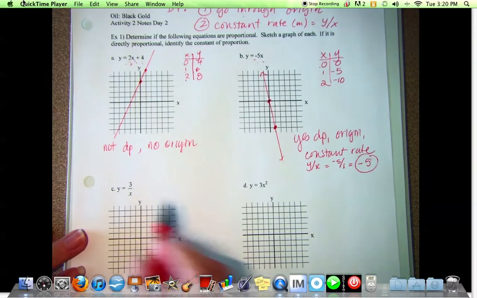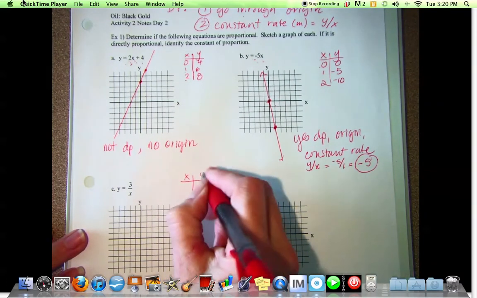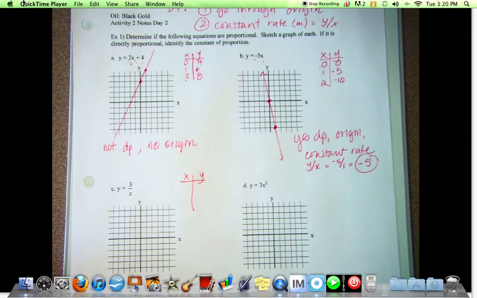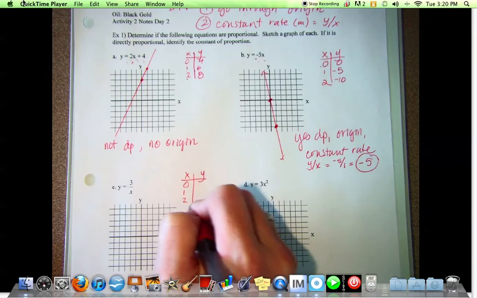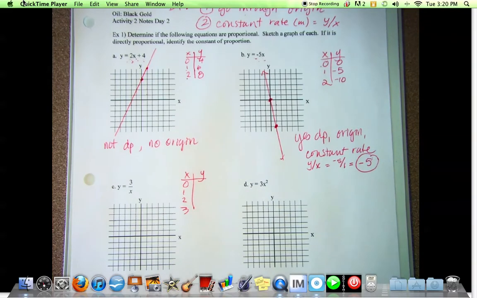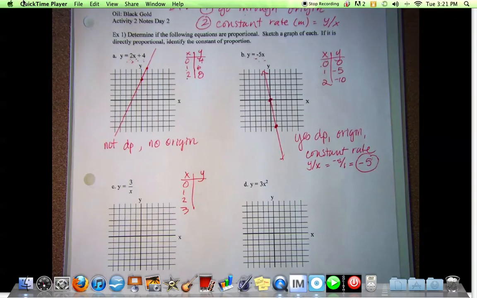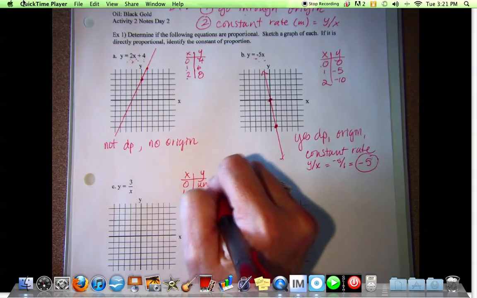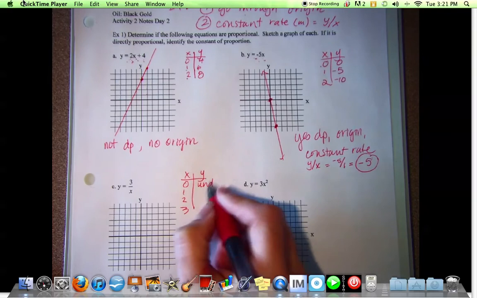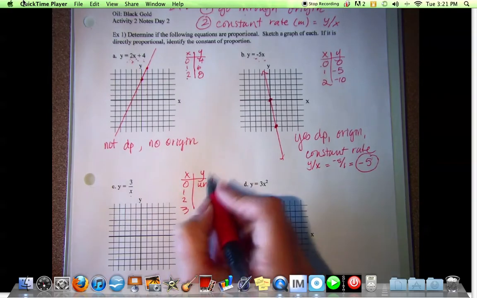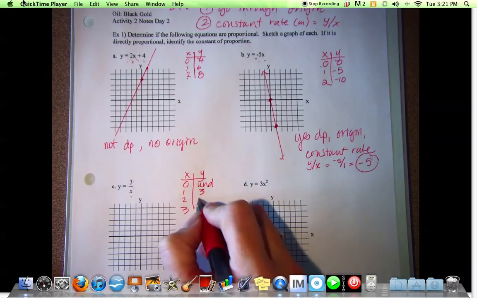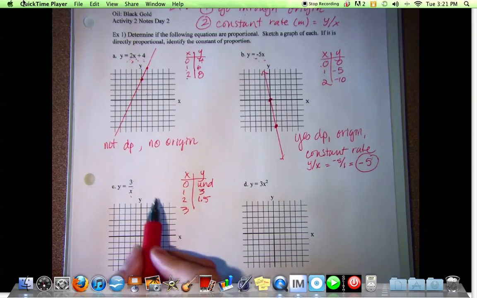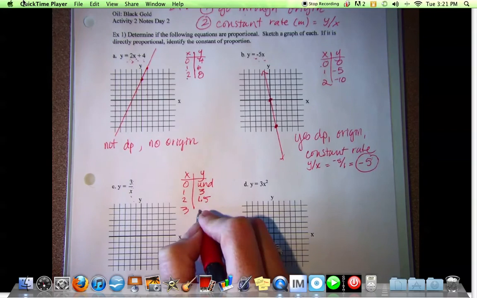C, y equals 3 divided by x. So let's choose some values. 0, 1, 2, 3. So 3 divided by 0. Remember, we can't divide by 0, so this is undefined. Next we have 3 divided by 1, which is 3. Then we have 3 divided by 2, which gives us 1.5. And then we have 3 divided by 3, which gives us 1.